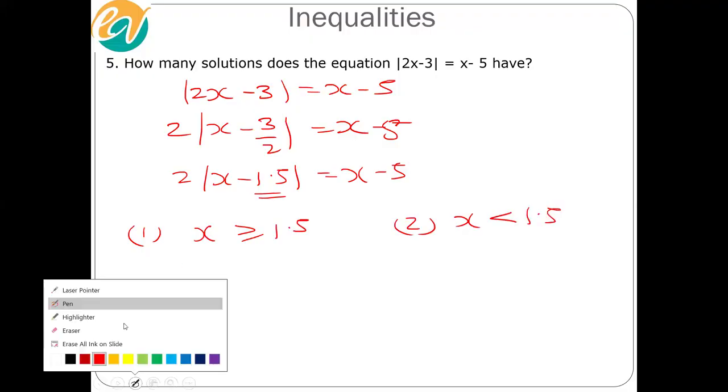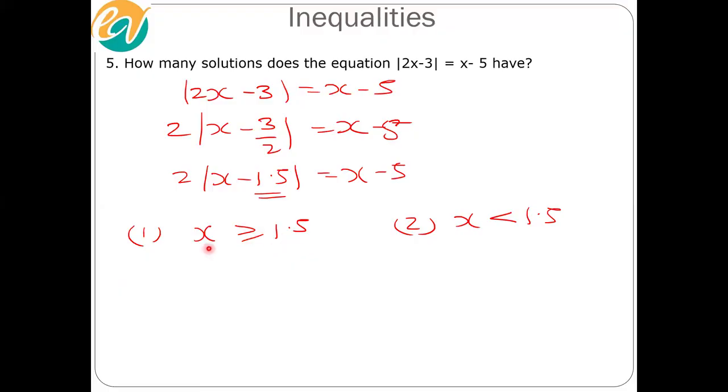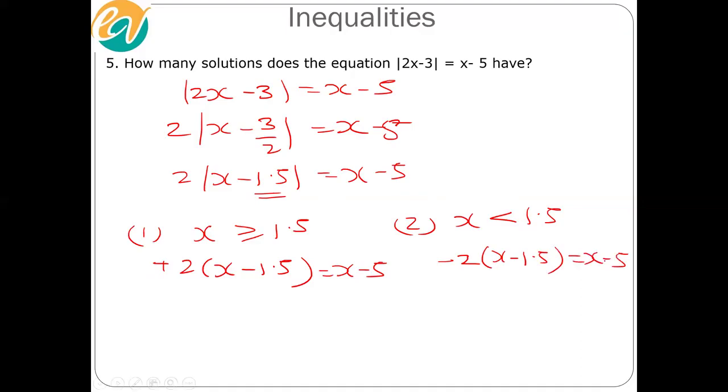So greater than 1.5, give me a value. 2. For x equal to 2, clearly this is positive, so we put a plus sign here: plus 2 times x minus 1.5 is equal to x minus 5. Now let's take a value lesser than 1.5. Give me a value. 1. For x equal to 1, x minus 1.5 is positive or negative? Negative. But since absolute value cannot be negative, we put a negative sign: minus 2 times x minus 1.5 is equal to x minus 5. Clear so far? Very standard approach.